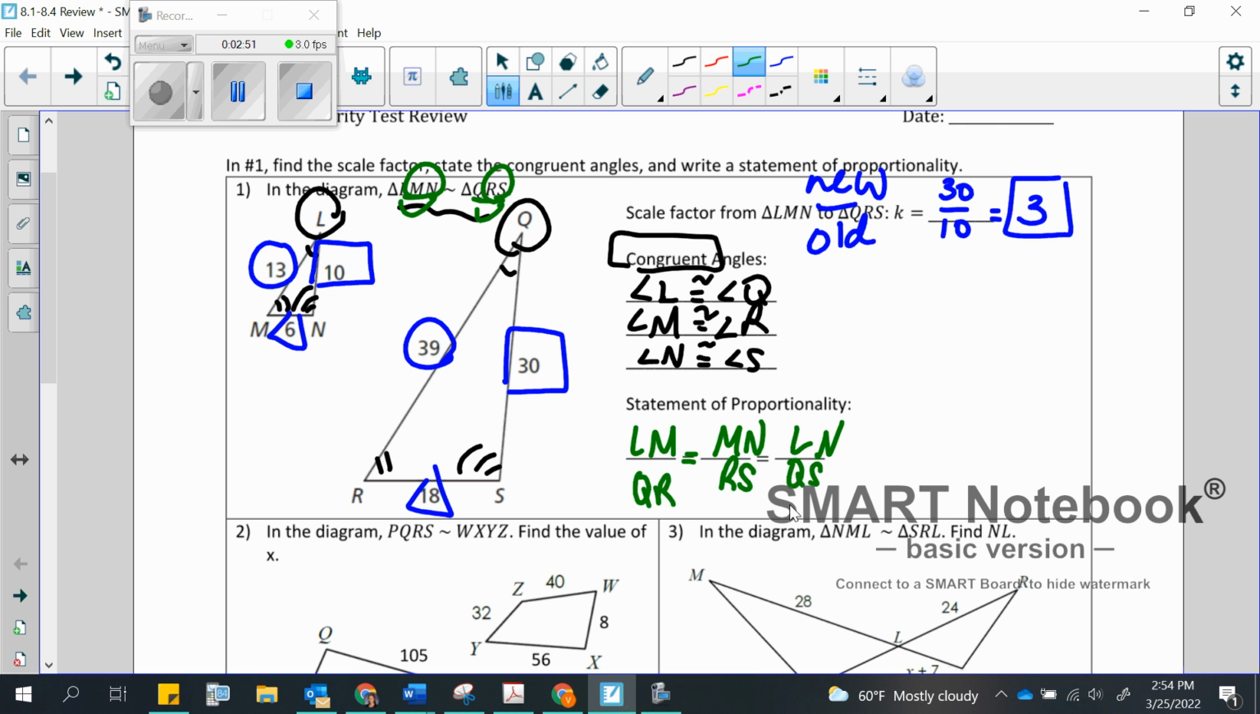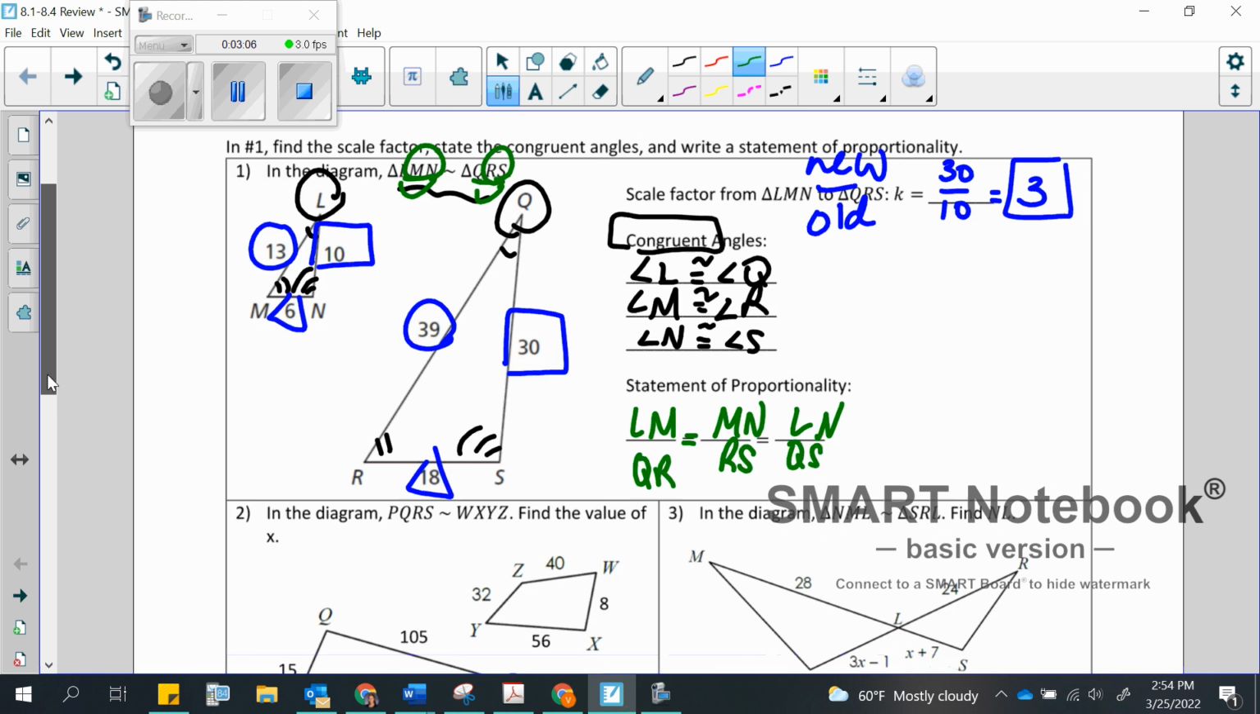Just remember that your scale factor may be different. The statements would still be proportional. So if I'm going to have everything from triangle LMN on the top, that's fine. Everything from the other triangle at the bottom.